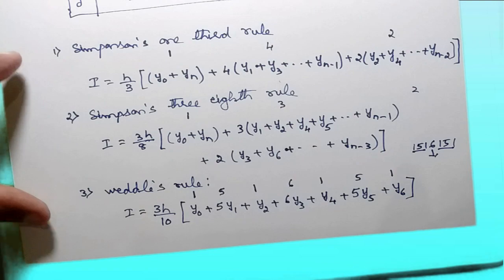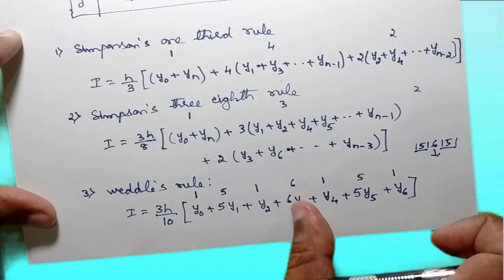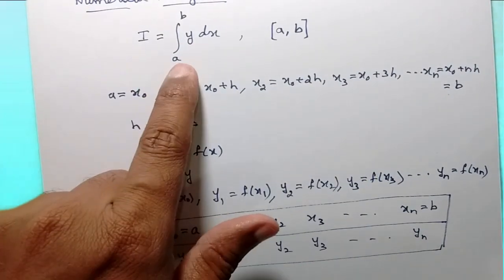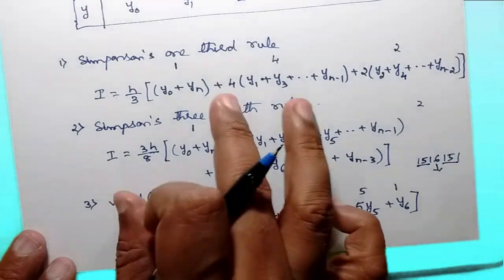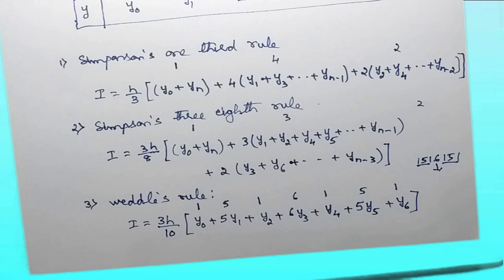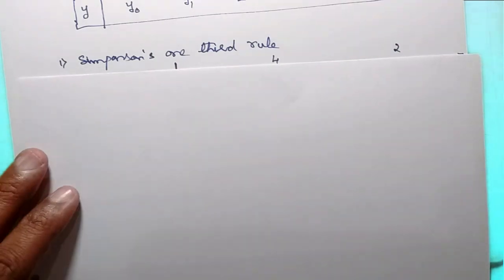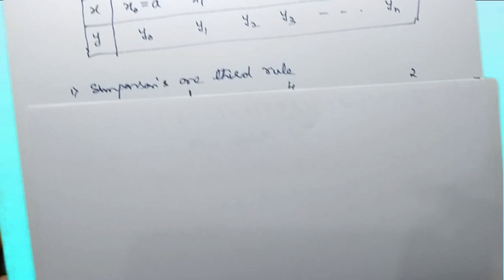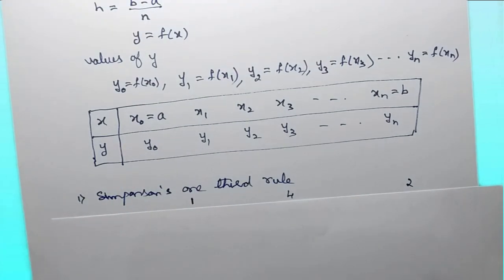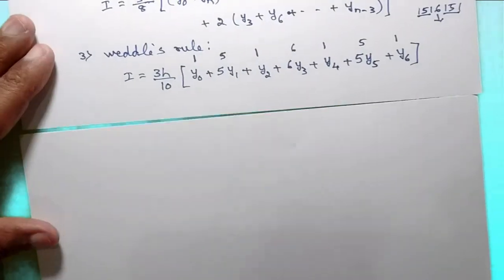So we can use these 3 sets of formulas to evaluate the integral I equals integral y dx. Now the question is, when can we use Simpson's 1/3 rule, Simpson's 3/8 rule, and Weddle's rule? That is based on the number of values of x over here. Based on the number of values of x, you can identify which formula to be used. So I'll make a note over here.